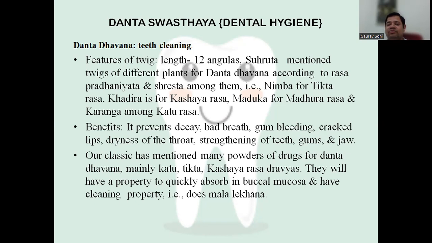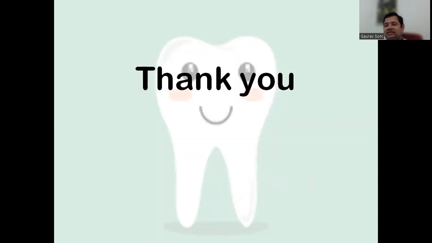As everybody knows, proper oral hygiene prevents decay, bad smell, and gum bleeding, and our classics have also mentioned some dant powders. For dant dhavan, especially with the rasa of katu, tikta, kashaya, the drugs have the property of quick absorption through the buccal mucosa and have a cleaning and scraping property. So they are going to clean your teeth also. Many more things are given which will be taught to you in the Swasthavritta part. This here is just a glimpse of what we have to talk about. So all this was related to Danta Sharir. Hope it will benefit you. Thank you.